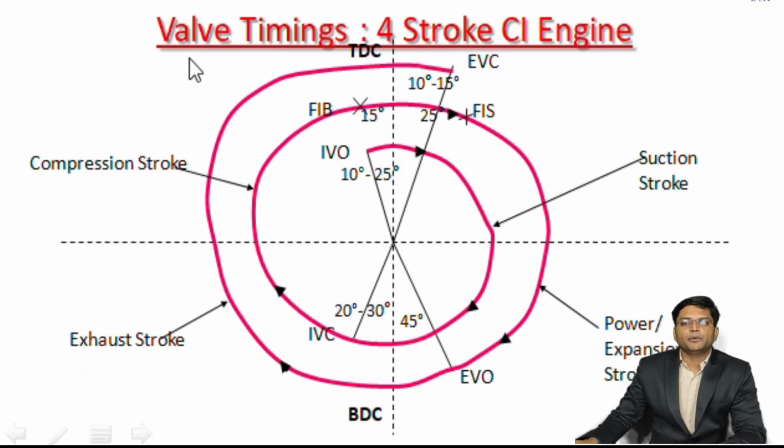Now the next one is the valve timing diagram for the 4-stroke diesel engine. It is the same as the SI engine, the only difference being at the time of ignition. Here we can see there is fuel injection. From the start, before the top dead center at 10 degrees, the inlet valve opens. Here the admitting of air takes place, which is also called the suction stroke. After bottom dead center, at 20 to 30 degrees, this inlet valve closes.